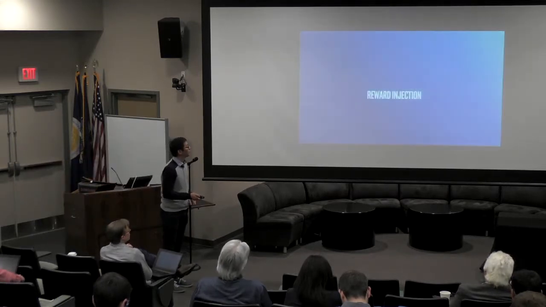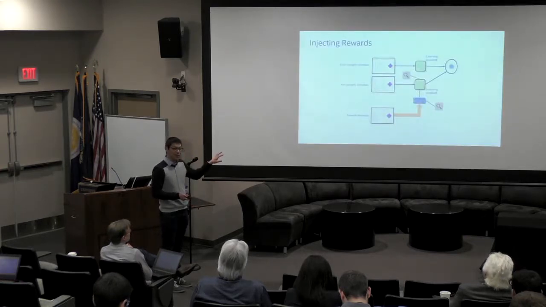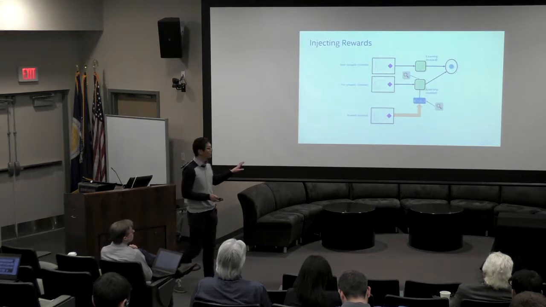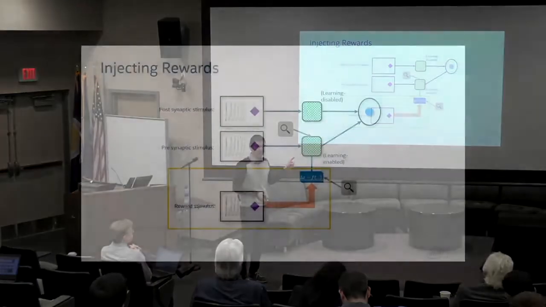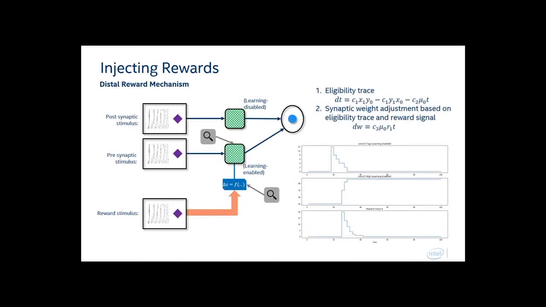Okay, so let's move on to reward injection. If you look at this, it looks very similar to the one we talked about. Only change really is this, right? So basically we're adding the ability to send rewards into your learning, okay? So we're going to change the learning rule and then we're going to add some rewards. So in this tutorial, what are we talking about? We're going to look at the distal reward mechanism. I think Mike touched upon it a little bit in his talk, right?